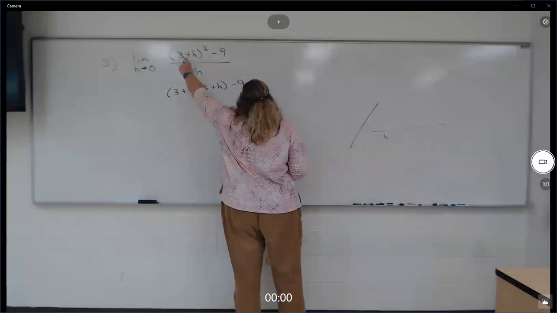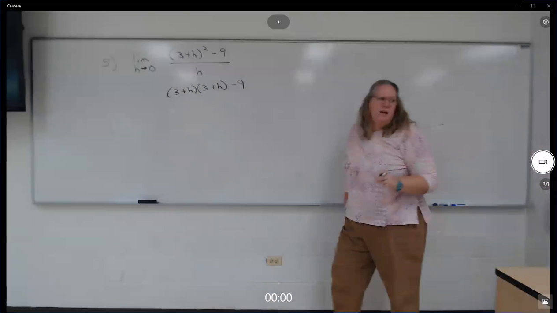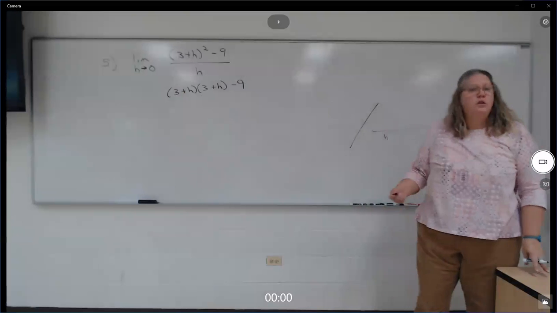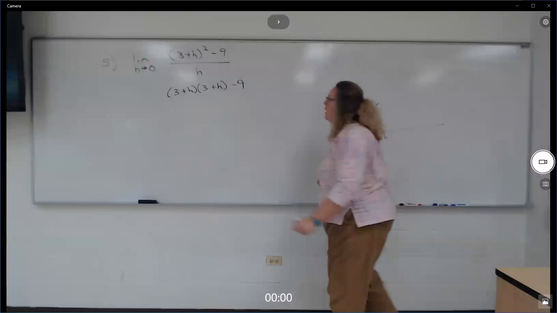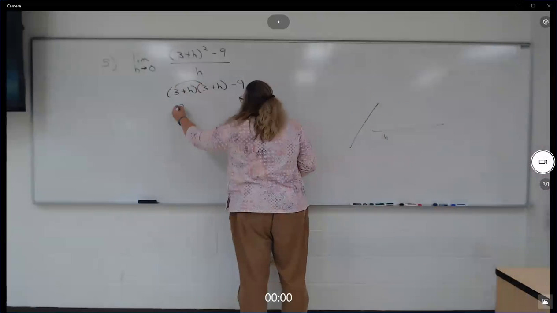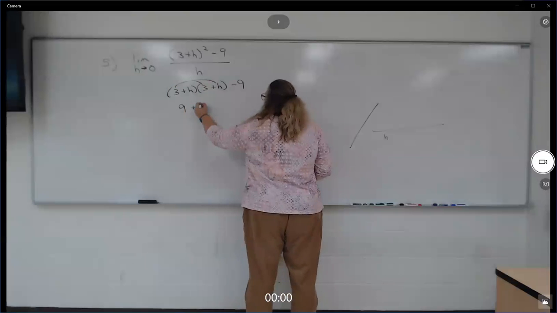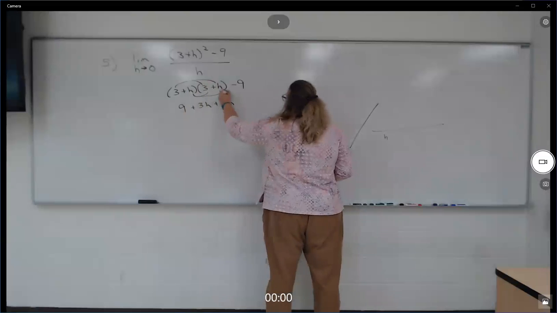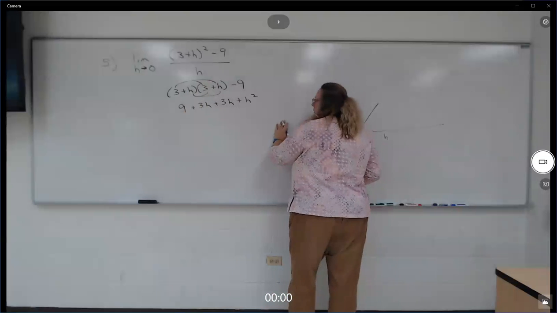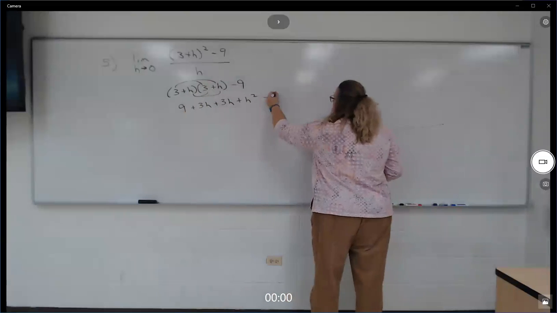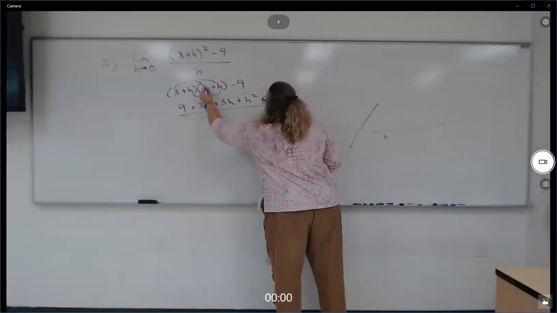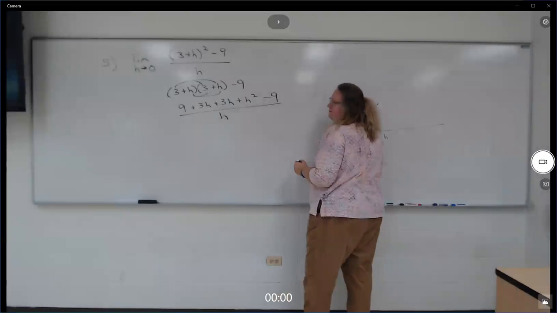This is not 9 plus h squared. You cannot just bring that exponent in. It's close, but it's not the same thing. It is going to be 9, but it's going to be plus 3h, and then even plus h squared. And then you have this minus 9 tagging on. And then we still have the h on the bottom.